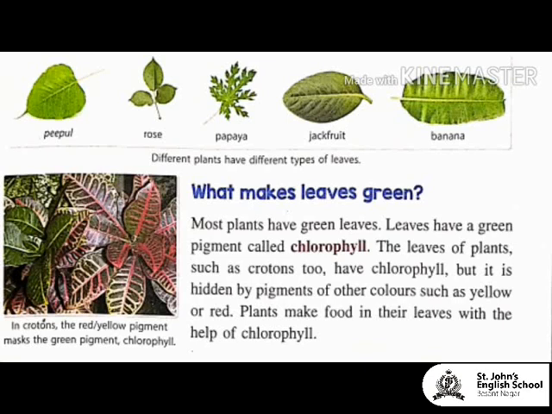Even though crotons are very colorful, the chlorophyll is hidden. That hidden chlorophyll is what prepares the food. And some colored pigments can also prepare food. It is not only the green pigment chlorophyll that prepares food. Some colored pigments present in the leaves of crotons can also prepare the food.